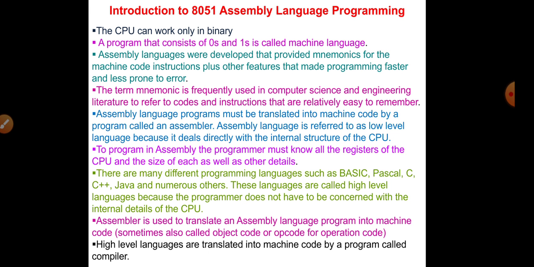The programs written in high level language are translated into machine level language by a program called a compiler. So we have two language translators: one is called a compiler and the second is an assembler. Assemblers convert the program written in assembly level language to machine level language, whereas the compiler converts the program written in high level language into machine level language.